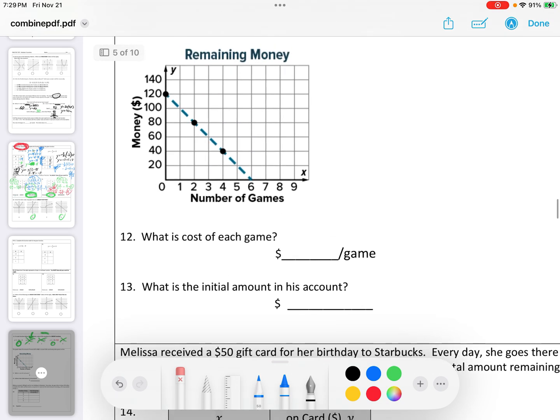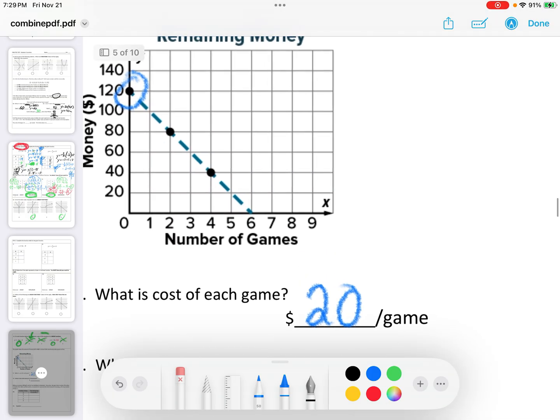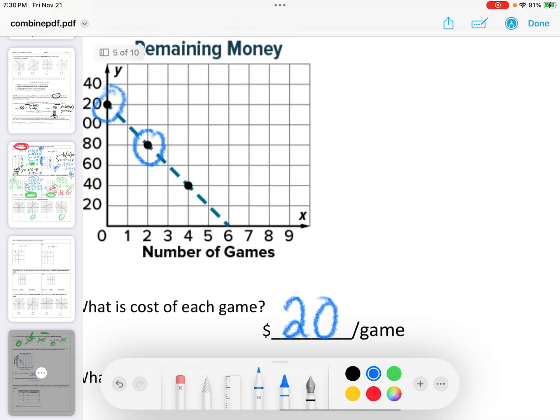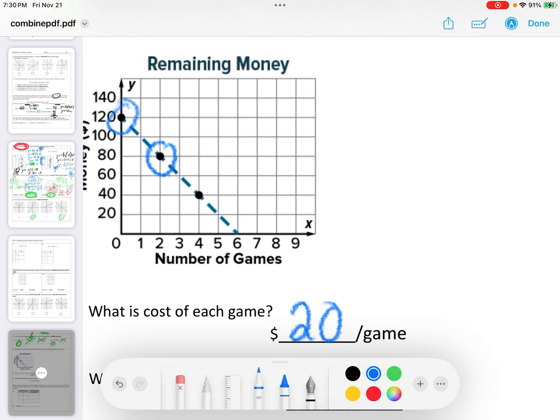What is the cost of the game? See, that's exactly what they were asking. $20. Now, we could see it by reading it. However, we could also show all of the algebra, which I don't think is really necessary. I think we could all just read the graph. But we might as well do it to show all of our algebra. I am a math teacher. So I should probably do all that.